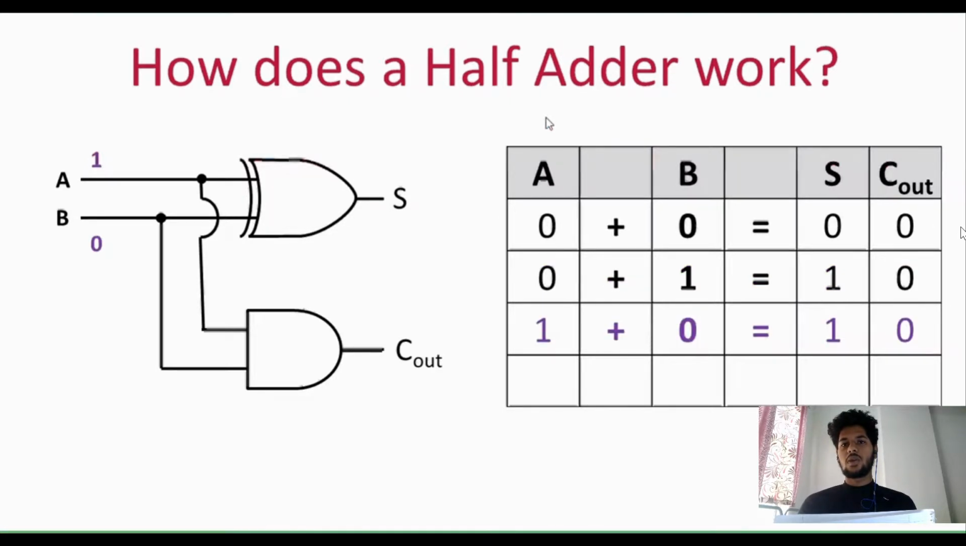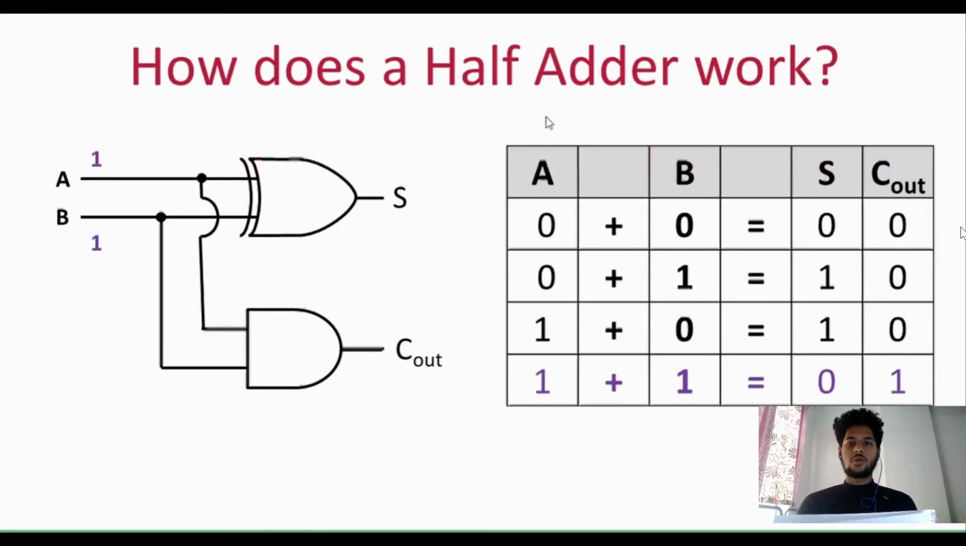Next case is when A equals 1 and B equals 0. Then the sum is 1 and the carry remains 0. When A equals B equals 1, then the sum is 1 plus 1, which is 2, and it is written as 0 in binary, and the carry here is 1.